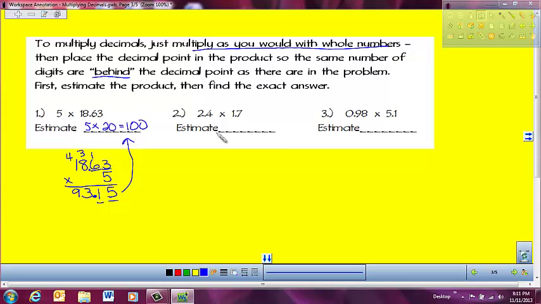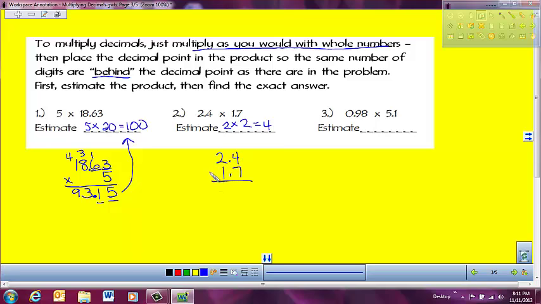Okay, next let's try number 2. Again, let's do an estimate first so that we get a good idea that our decimal's in the right place. So how about we do 2 times 2, which is 4. So our estimate, thinking our answer is going to be somewhere around 4. Now again, we're supposed to multiply as we would with whole numbers, so we pretend this is 24 times 17. Since they're both 2-digit numbers, I don't think it matters which one we put on top, so I'm just going to put 2.4 on top.